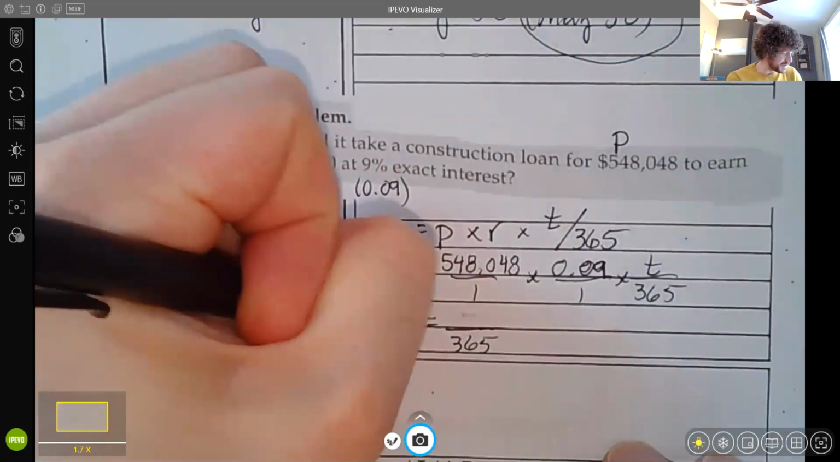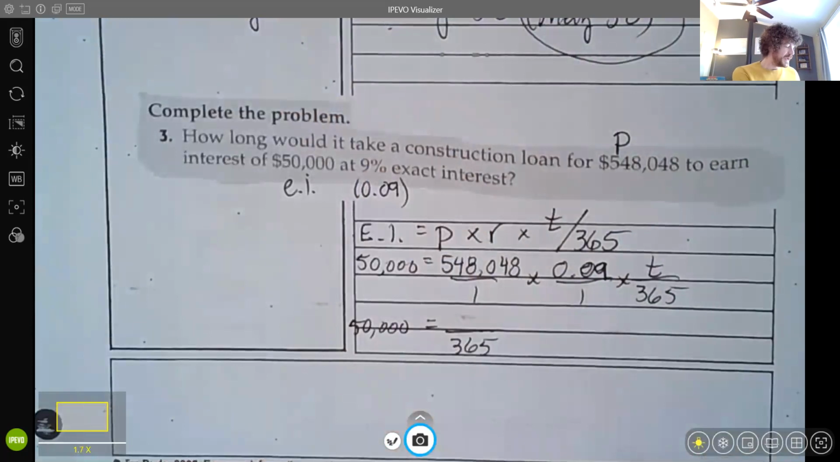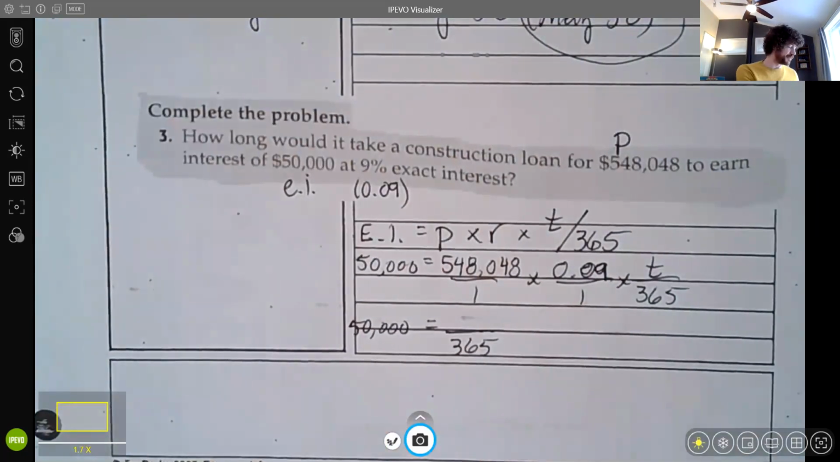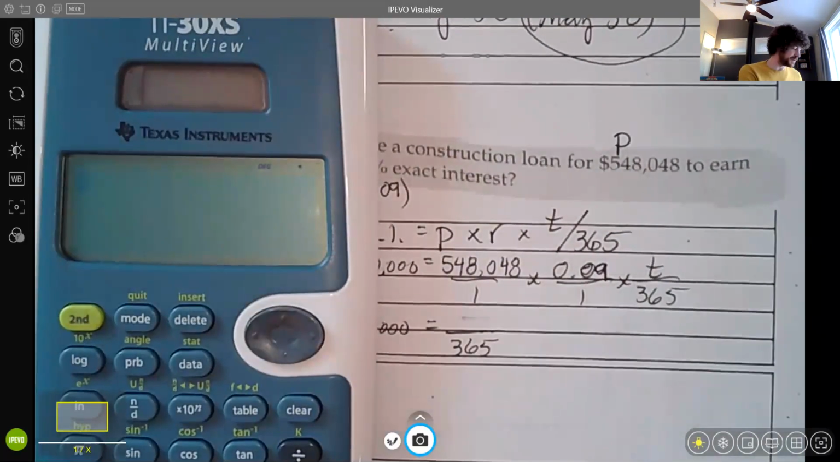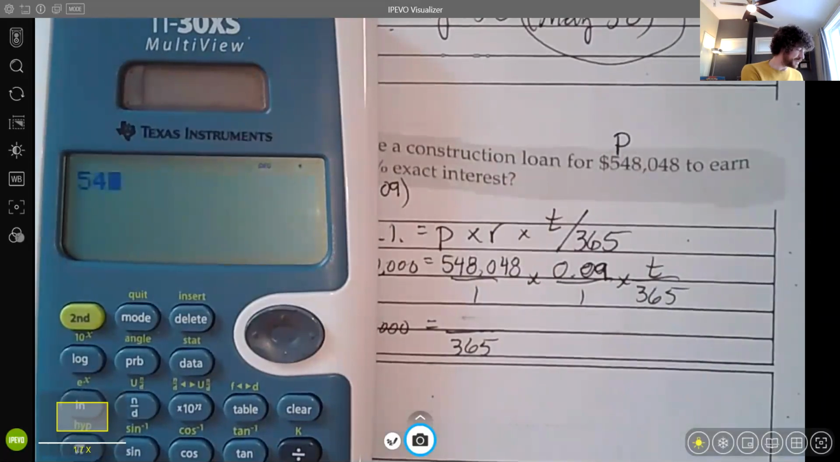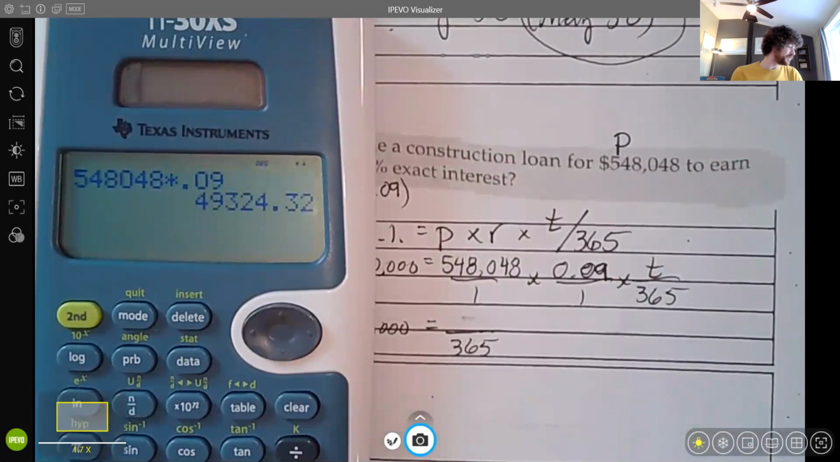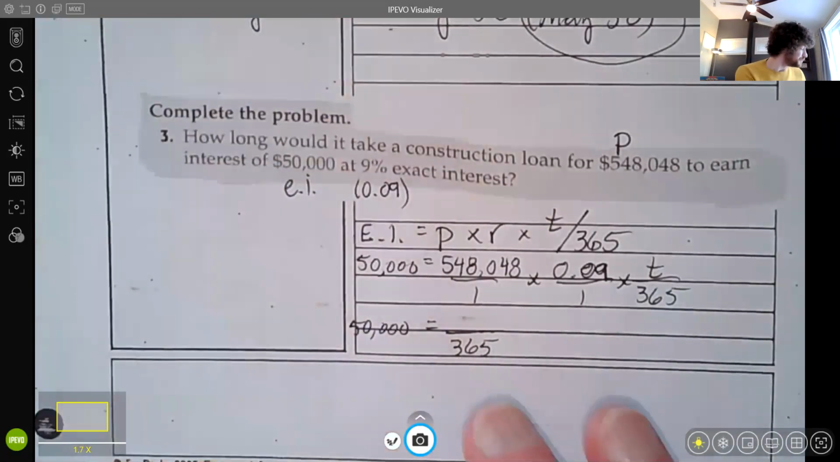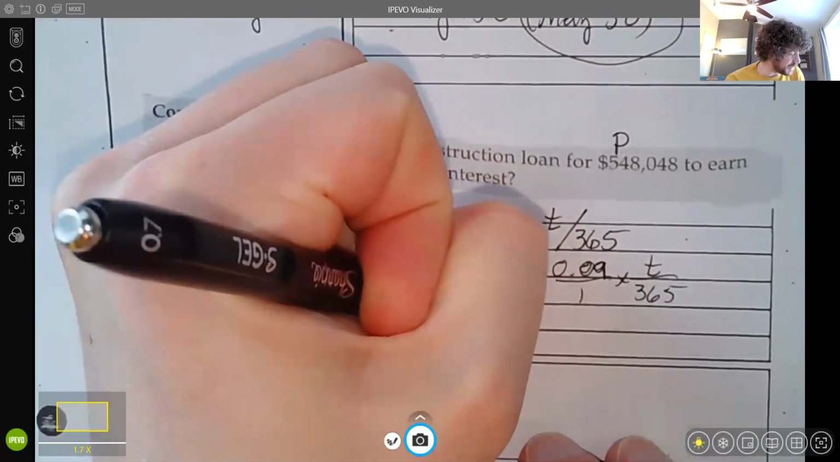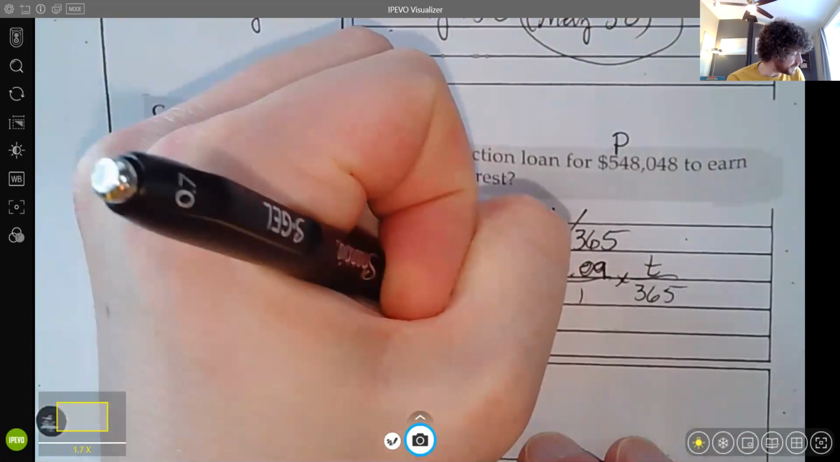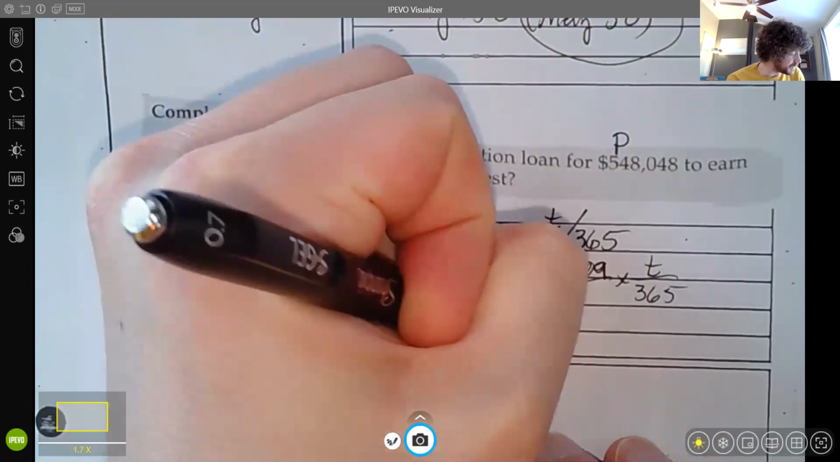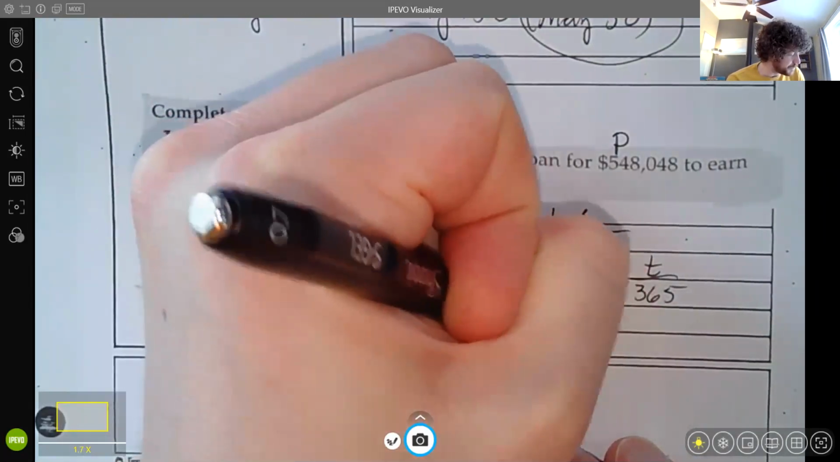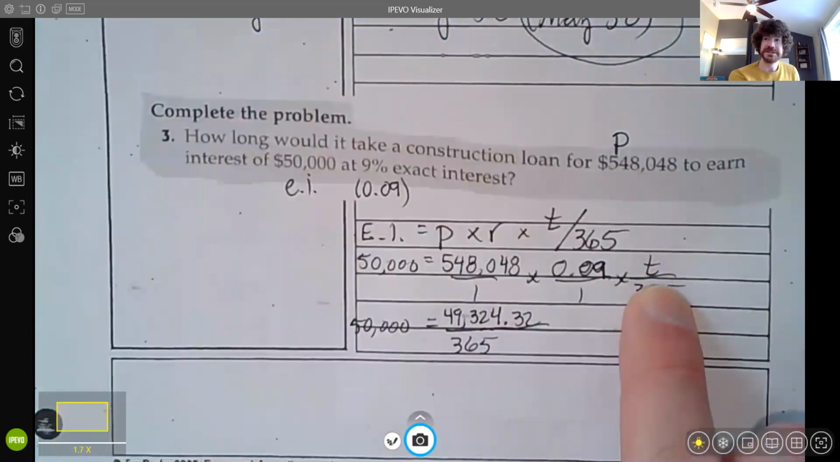And we still have 50,000 over here. And then we're going to multiply the 548,048. So 548,048 multiplied by 9%. Make sure we have dollars and cents here. 49,324.32. So 49,324.32 multiplied by the variable T.